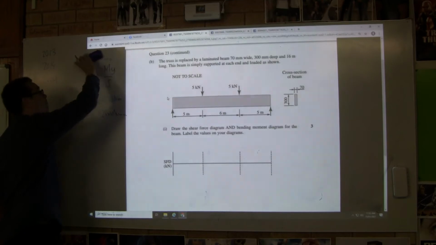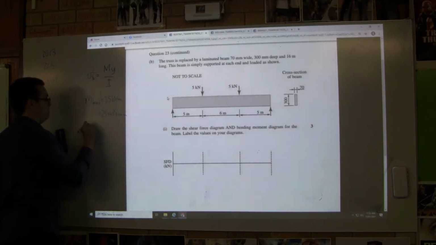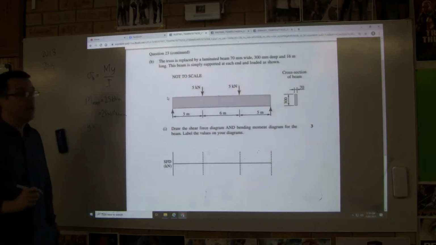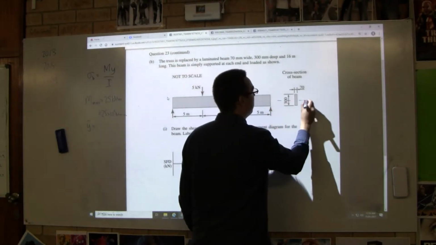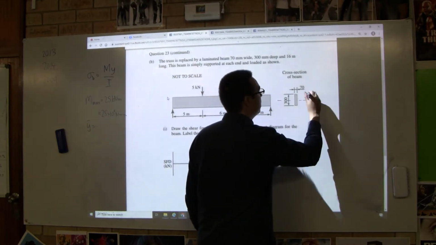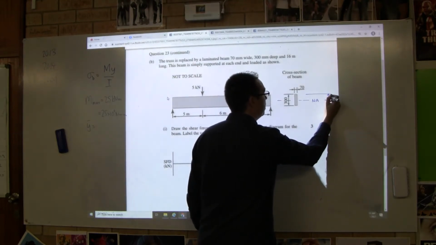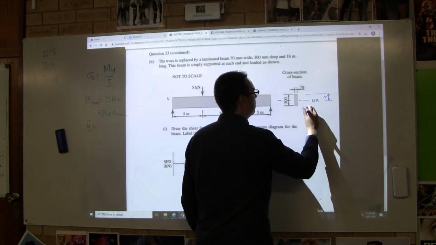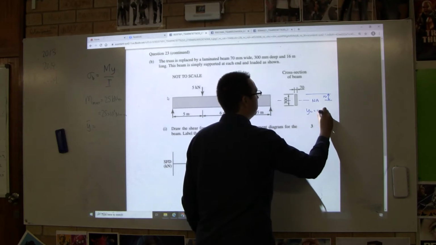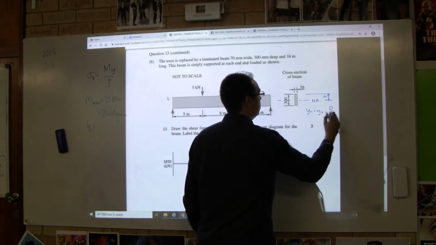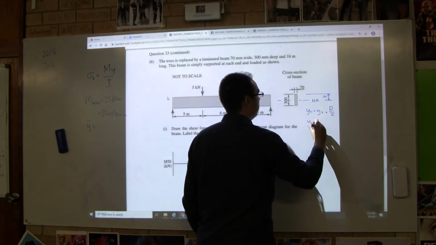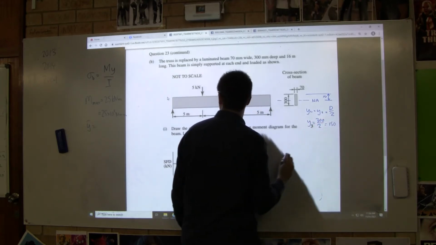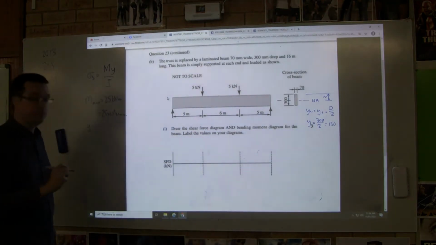Okay. We then need to find I, or I bar. What's that? In this case, Y bar is the depth from the neutral axis to the extreme fiber. In this particular case, YC equals YT, which equals D on 2, which is Y equals 300 divided by 2 equals 150. Are you okay with that? Okay.